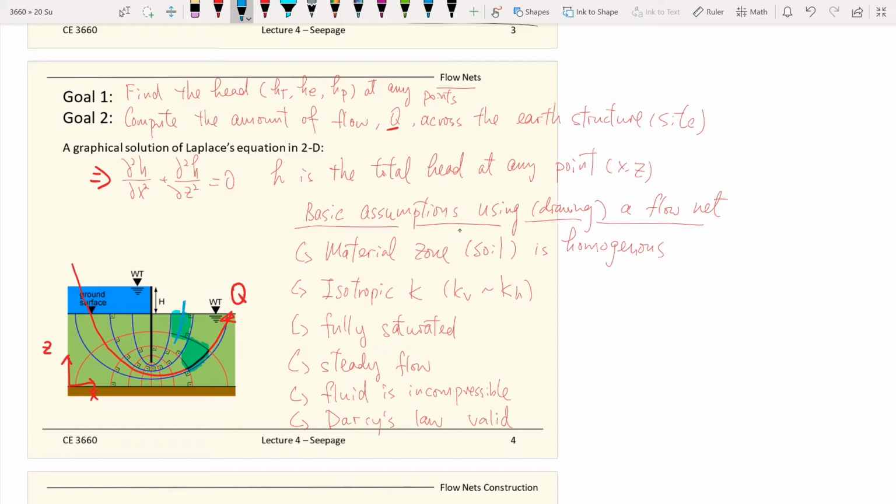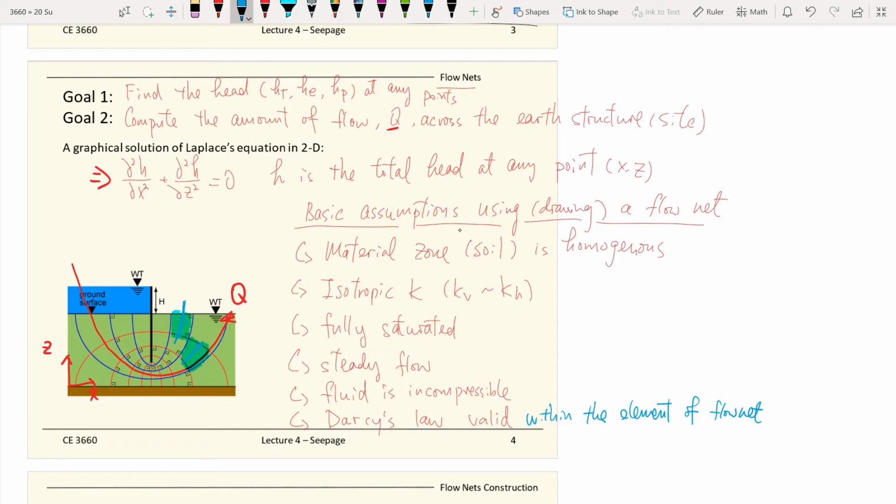So within this part, we assume this is a straight line. So Darcy's law still works within the elements of the flow net, because the assumption here is that we make the grid small enough, while meanwhile it's manageable.